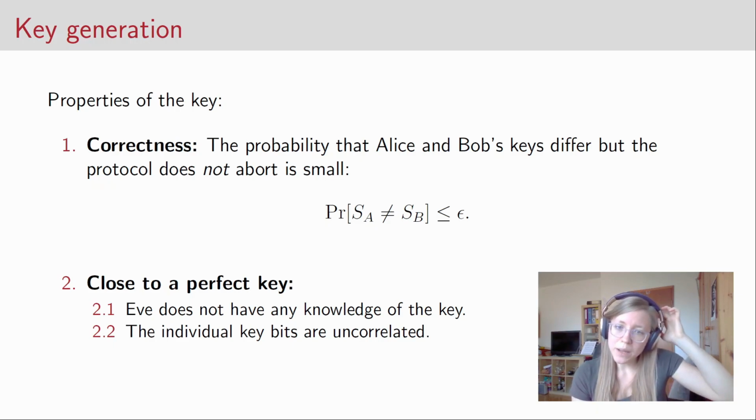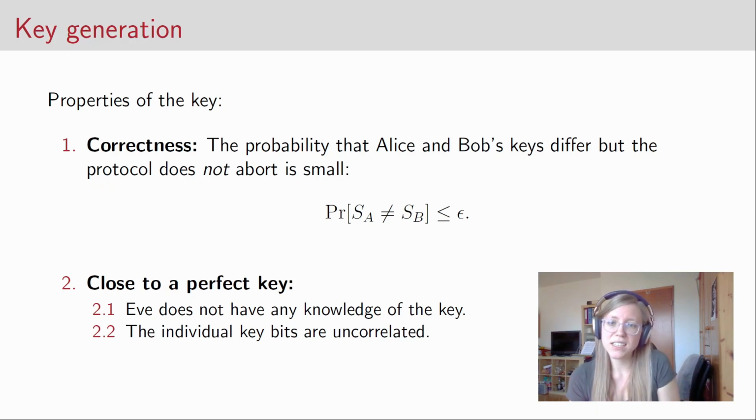The second requirement is that the key has to be close to a perfect key. This is very similar to the requirements that we had for the key in the one-time pad encryption scheme. So we want that Eve doesn't have any knowledge of the key, and that the individual key bits are uncorrelated.